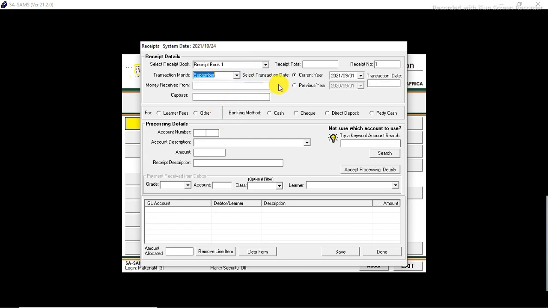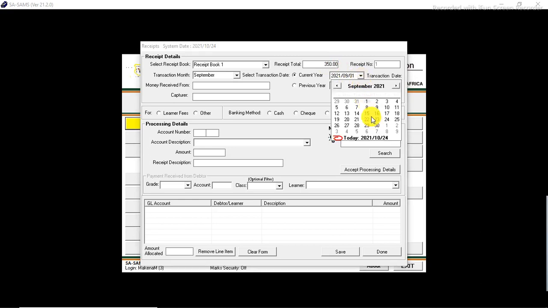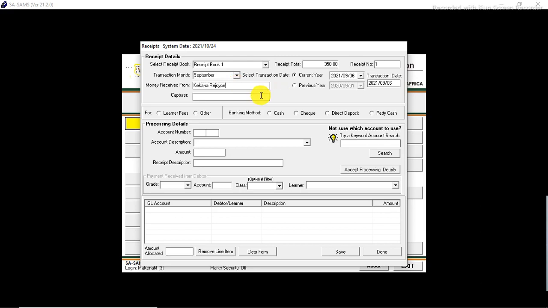Now, this learner, remember I said we are going to start with transactions that occurred in September. You say September, total amount the learner paid for the book for 350. And then on which date in September was this? The learner came on the 6th and paid. And then the name of the learner is Kekana. Let me just write Rejoice, because I'm more familiar with that. Who captured this? Makena M captured this.